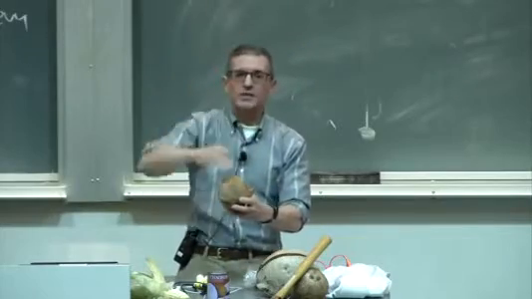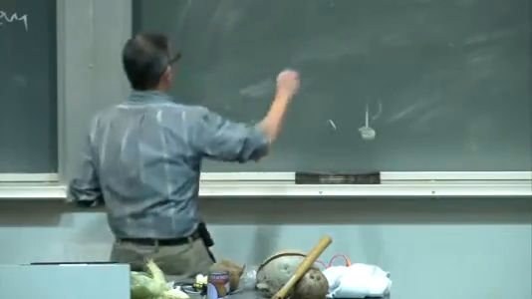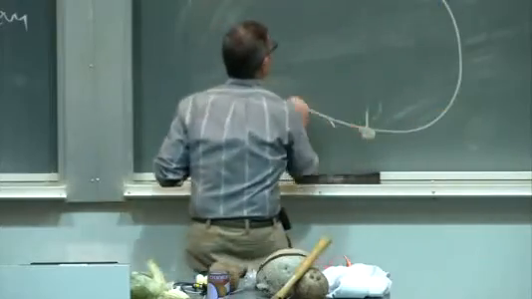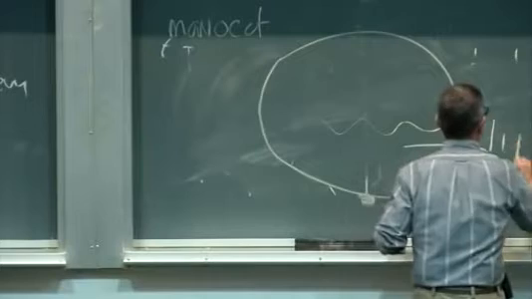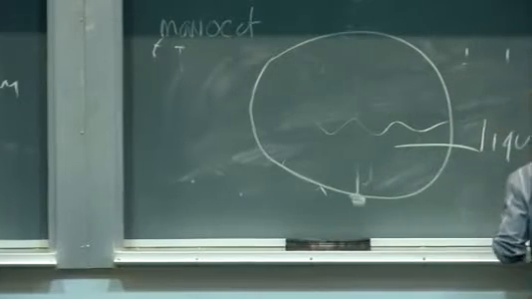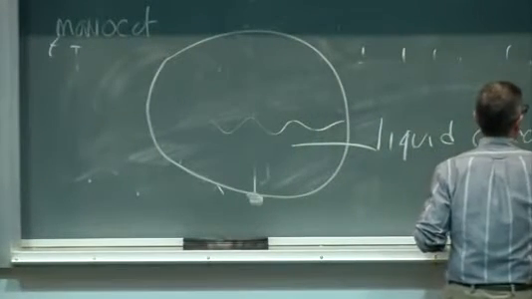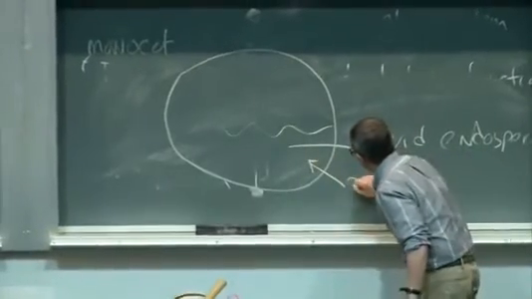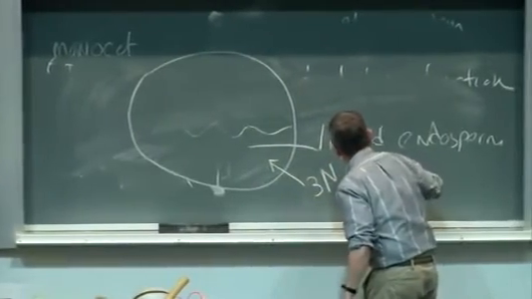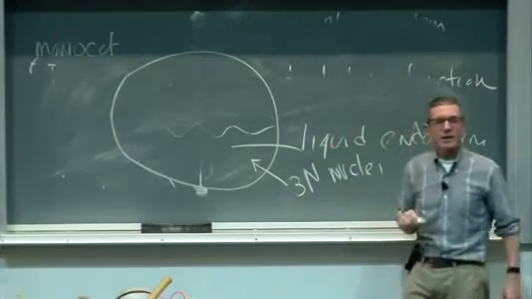Now let's cut this coconut down through the middle. And the first thing we see is the liquid endosperm. These are 3N nuclei just floating around in the liquid.